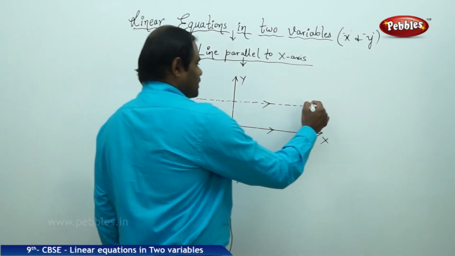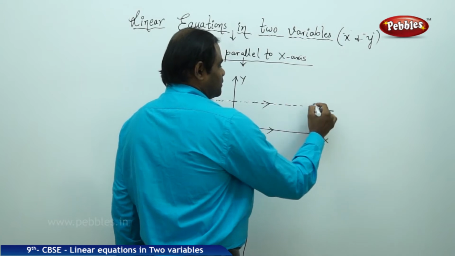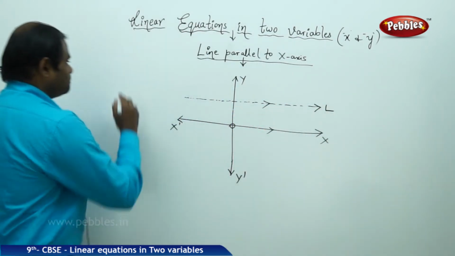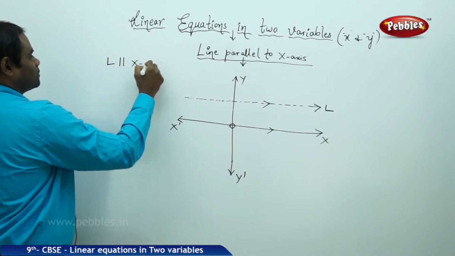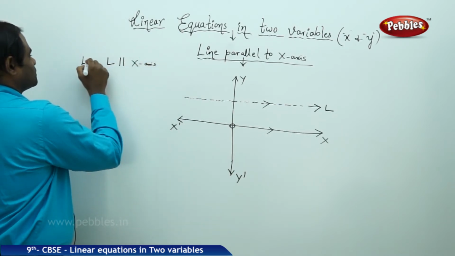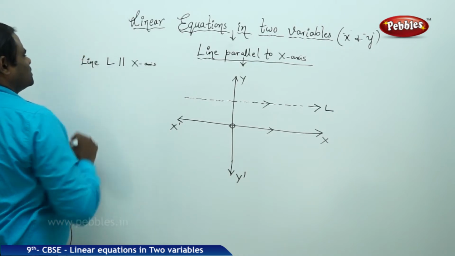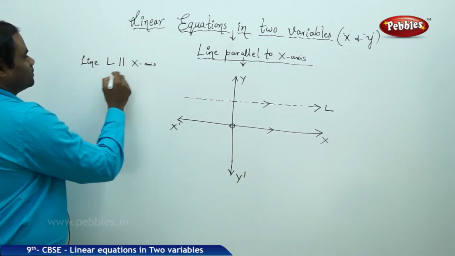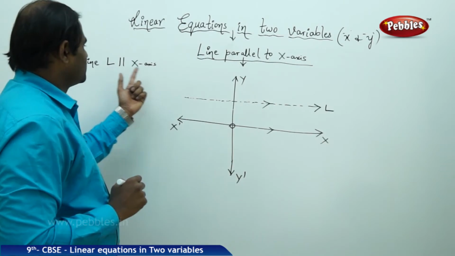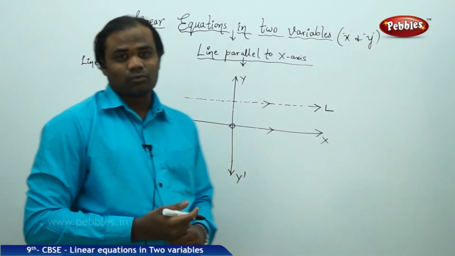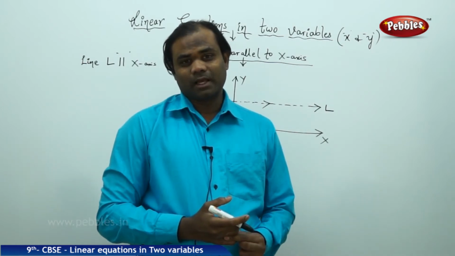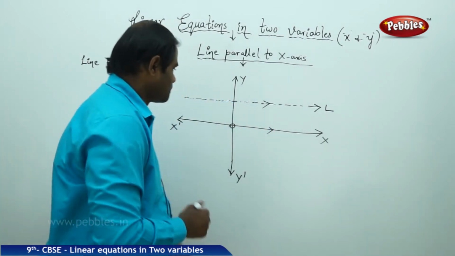Therefore, let me say the line L is parallel to x-axis. This is the representation for parallel. So line L is parallel to x-axis. So let's see what would be its equation and its investigation.